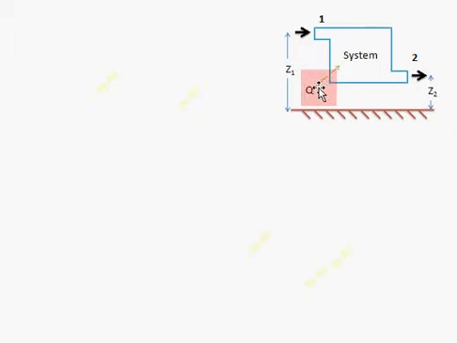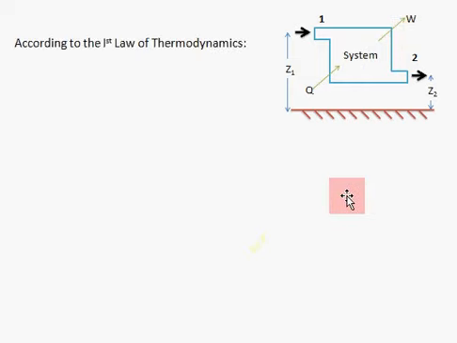Heat is added to the system and heat is denoted here as Q. And if the system is doing some work, or producing some work, the work will be going outside and it is denoted as W here. Now, according to the first law of thermodynamics, we can write: Q is equal to del E plus W, that is heat energy is equal to change in energy plus work done.